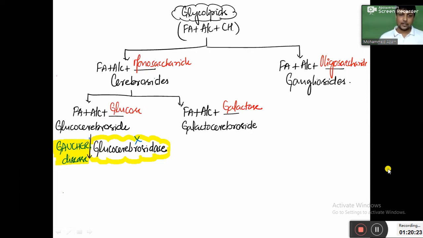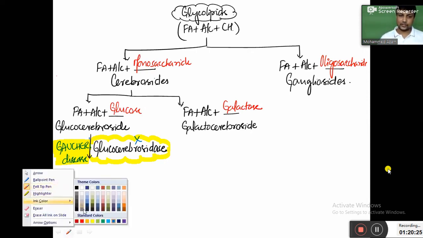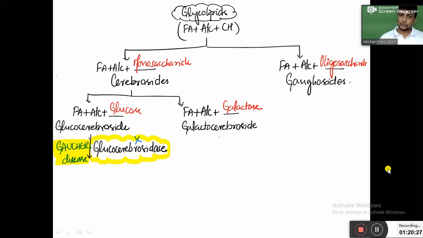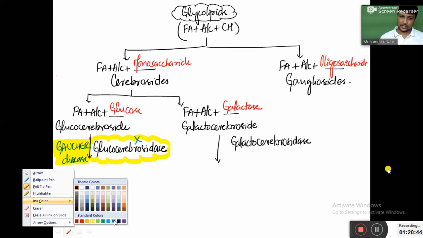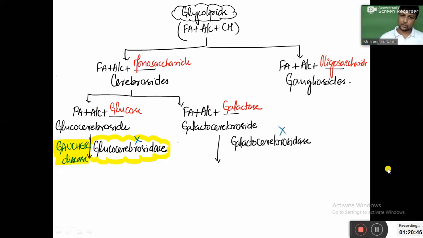Okay. And now, my dear friends, on the other side, galactocerebroside is going to be metabolized by an enzyme, and the name of the enzyme will be easy: galactocerebrosidase. And deficiency of this enzyme galactocerebrosidase will lead to a disease, and that disease is known as Krabbe's disease. Krabbe apostrophe S, Krabbe's disease.